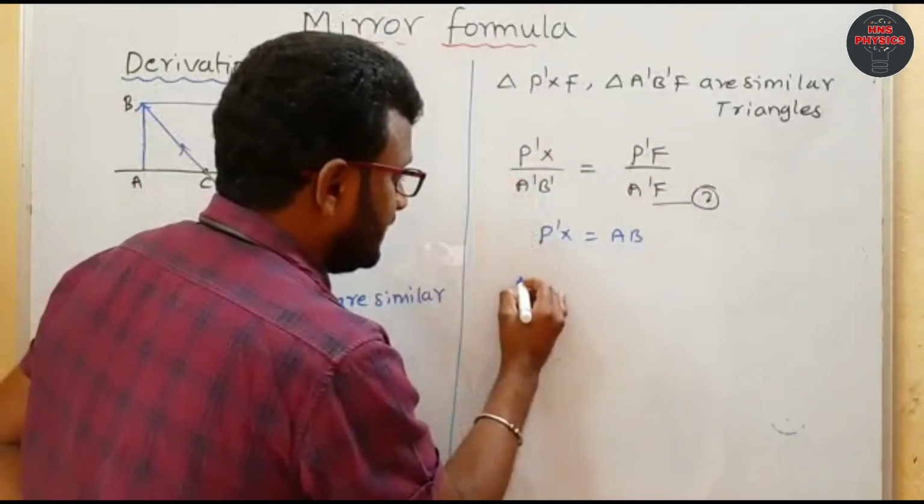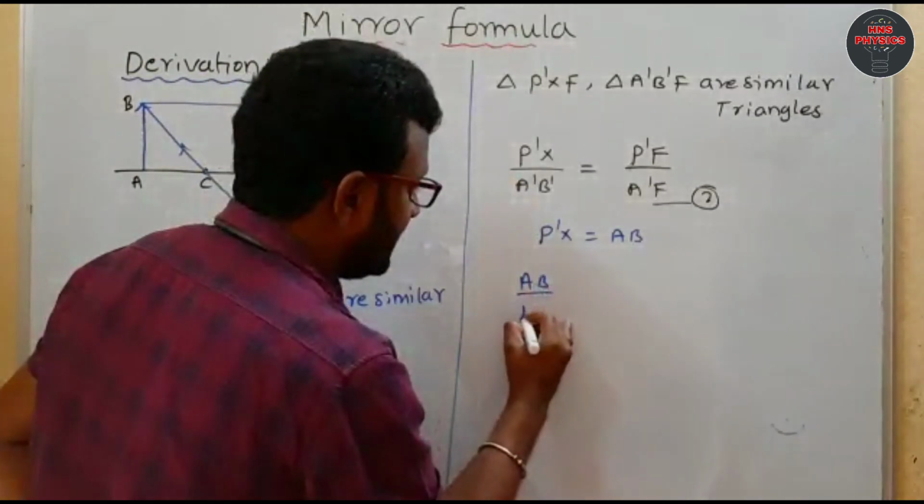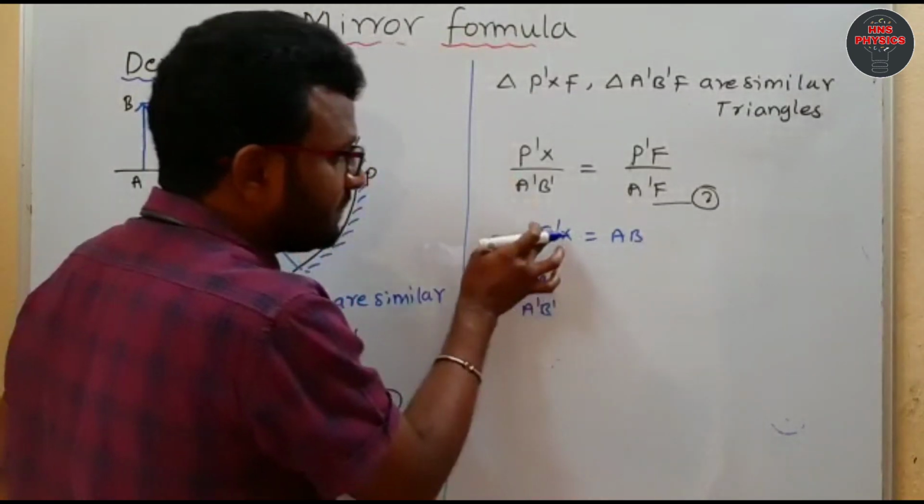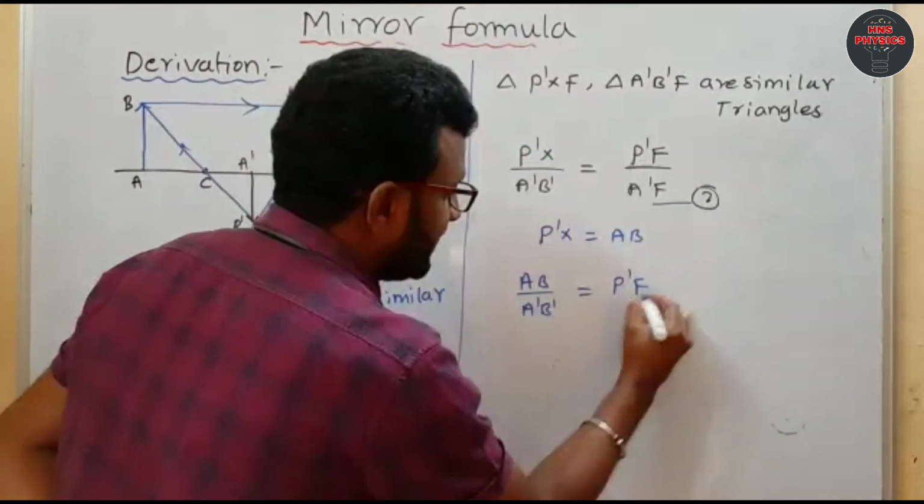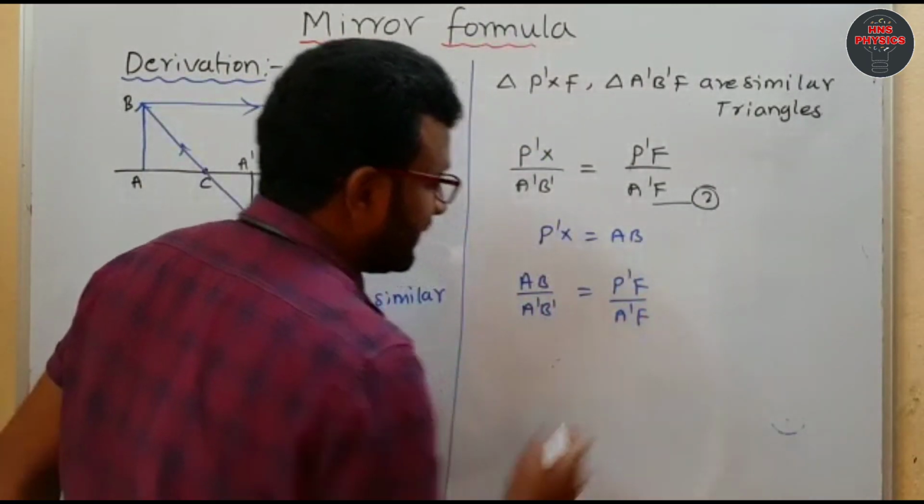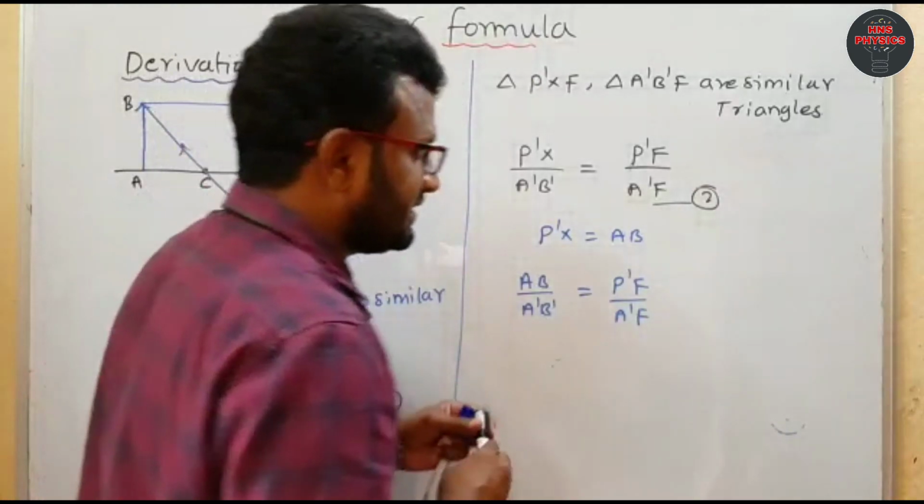So what will we get here? AB by A'B'. That means in place of P'X you can write this value now, right? So P'F by A'F. So this we consider as equation 3.